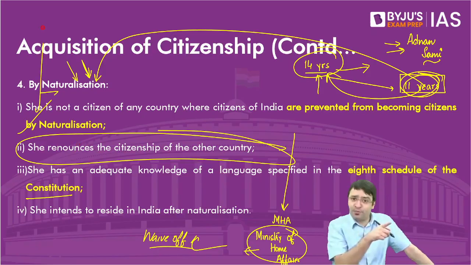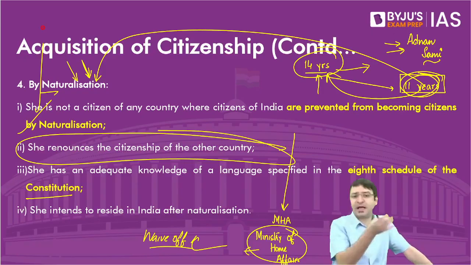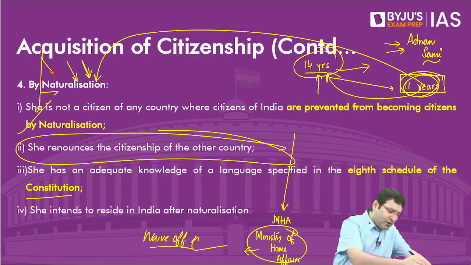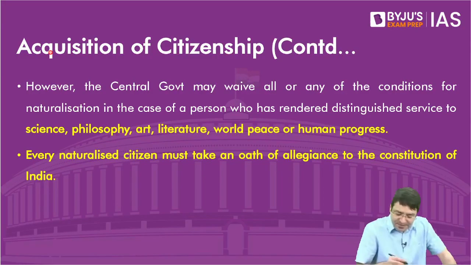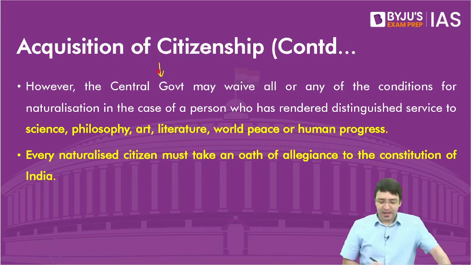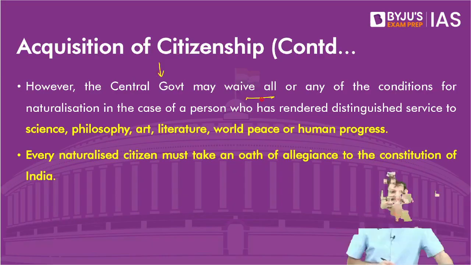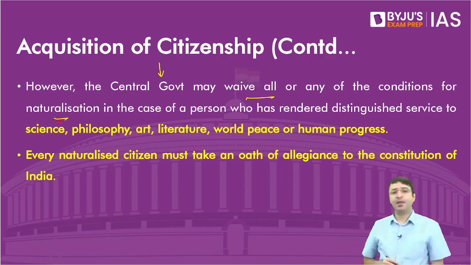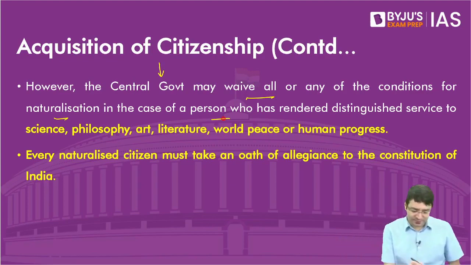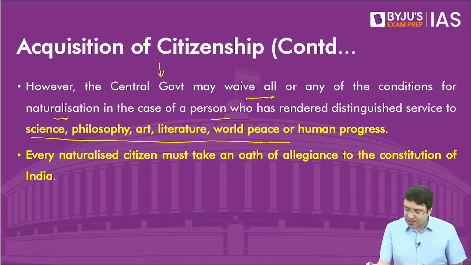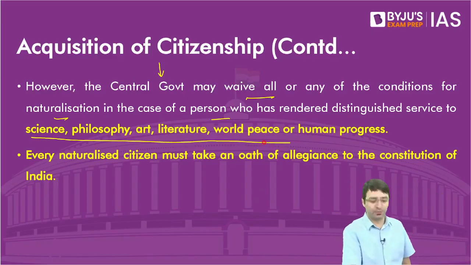Why? Because you belong to a category which has performed well in the field of art, literature, human progress, science, world peace, and we are waiving off all requirements required in order to become the citizen of India through naturalization. That means the central government may waive all or any of these conditions for naturalization in case the person has rendered distinguished service in the field of science, philosophy, art, literature, world peace, or human progress.